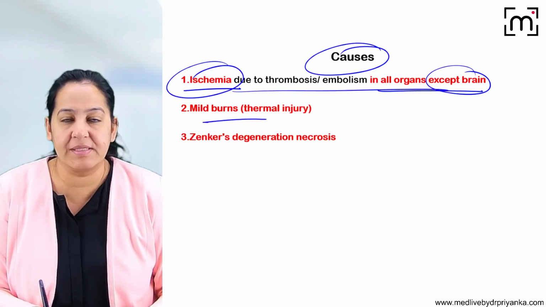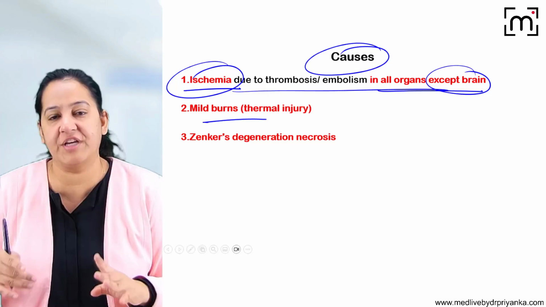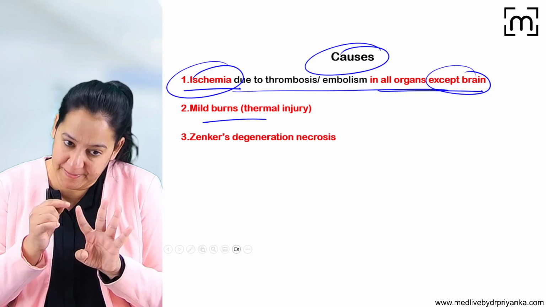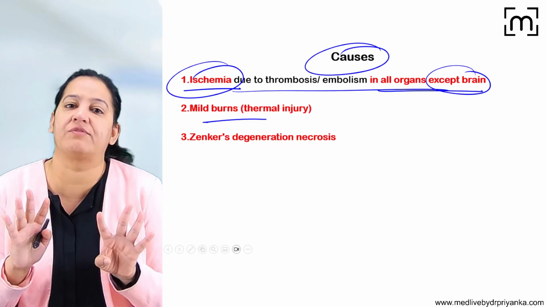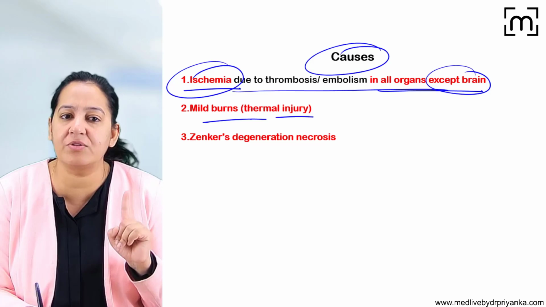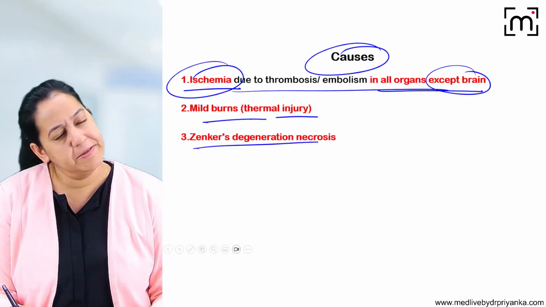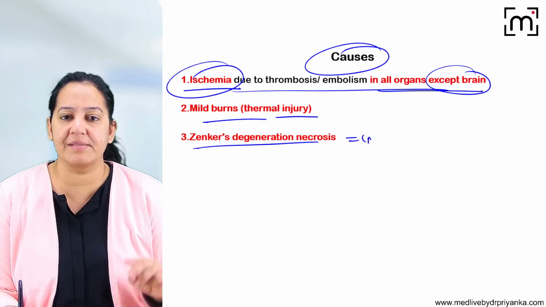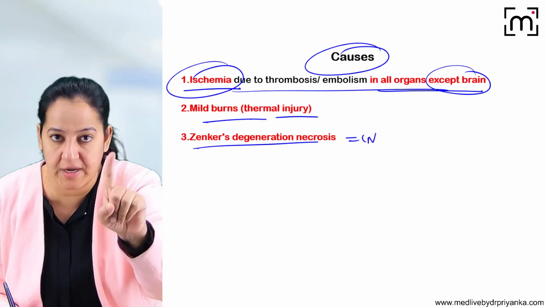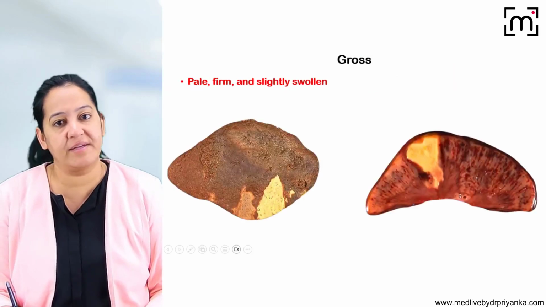Now if someone is having burns anywhere on the body, just suppose a small area of burn or a large area of burn, the cells of that particular area are dead because of the burn. That is thermal injury. So it is because of coagulative necrosis. So burns or thermal injury is due to coagulative necrosis. And third is Zenker's degeneration, also an example of coagulative necrosis. Learn the three causes: ischemia of all organs except brain, burns that is thermal injury, and Zenker's degeneration.